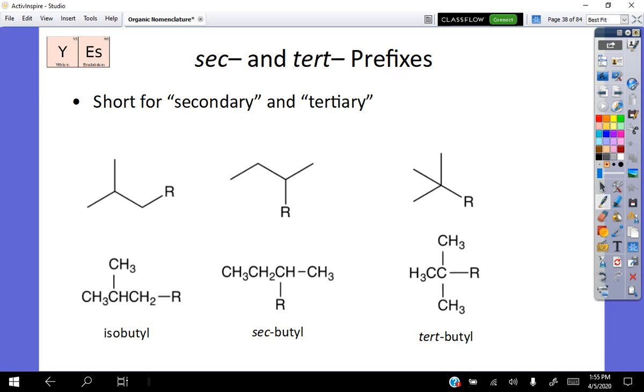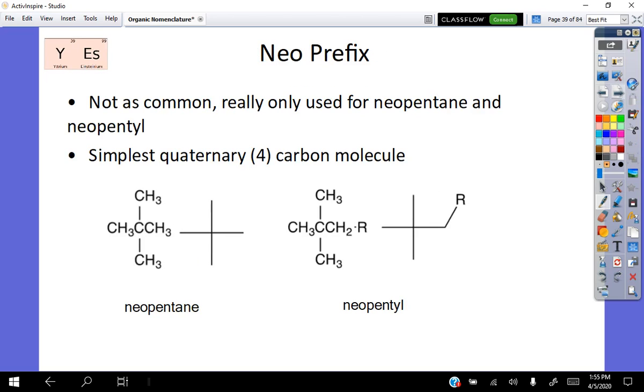And then the last group is isobutyl. Isobutyl, the way I remember it, is at the point of attachment, it's attached to one other carbon directly. So it is an isomer of a regular butyl group. It also looks like isobutane. This one's not really as common, the neo prefix, but you could see neopentane pop up. That is the simplest quaternary carbon molecule, and also can be used as a substituent, and it's referred to as the neopentyl group.